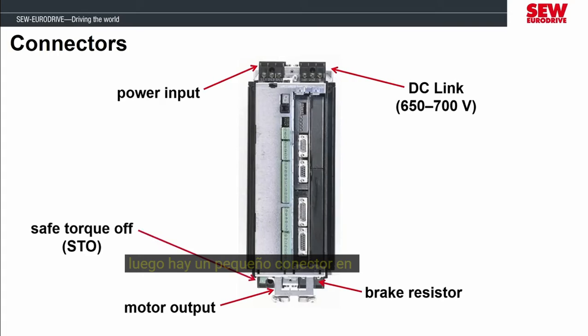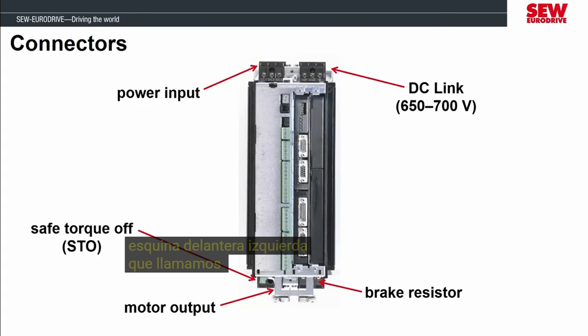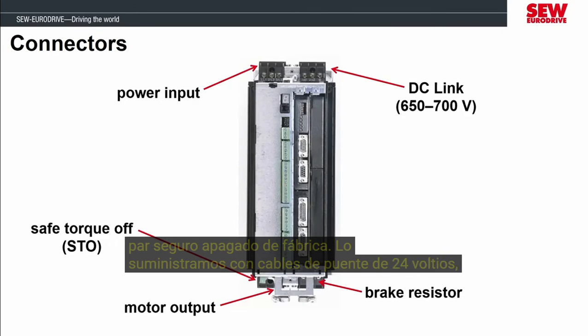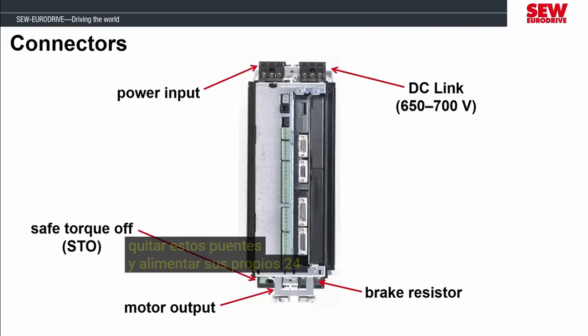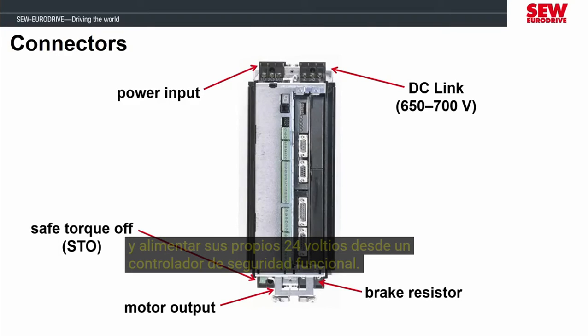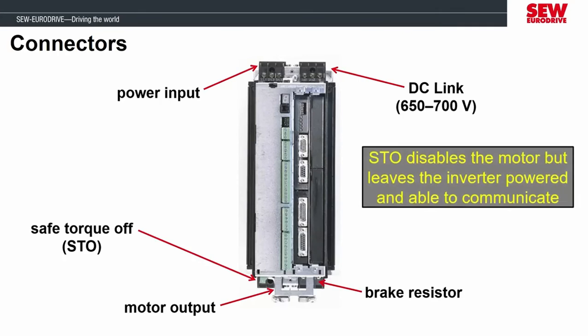Then there's a small connector on the front left-hand corner, which we call the STO terminal, and it stands for Safe Torque Off. From the factory, we supply it with 24-volt jumper wires, but what some customers will do is remove these jumpers and feed in their own 24 volts from a functional safety controller. The purpose of the STO circuit is to immobilize the motor from turning. It does that by removing the control voltage from the output transistors.